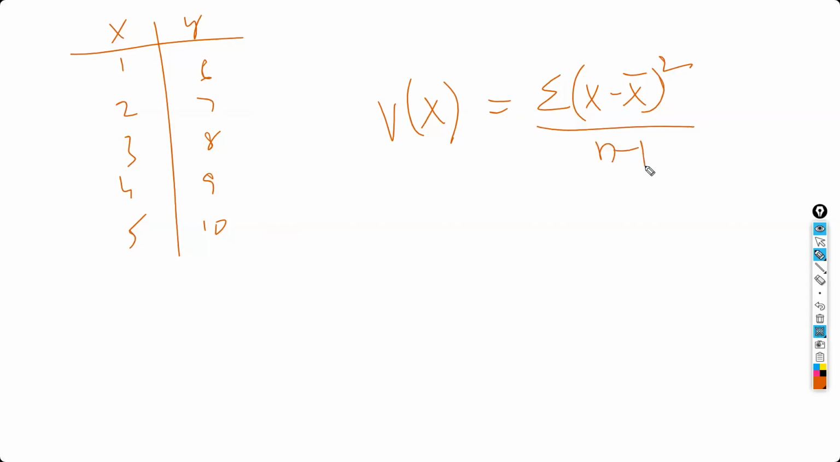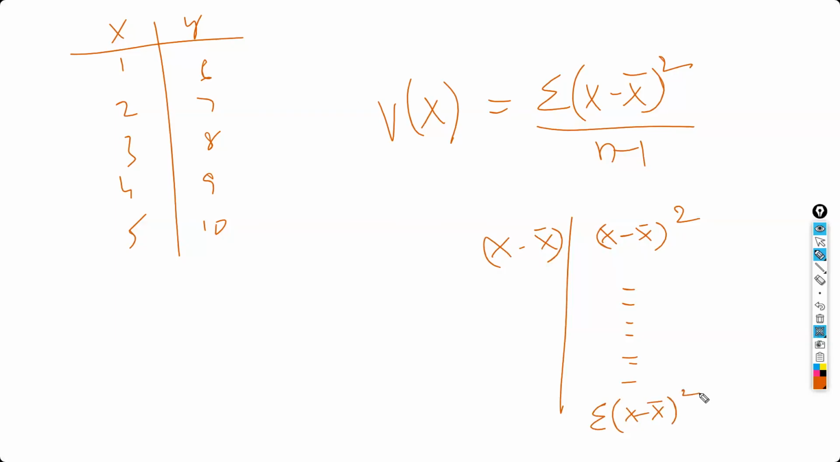If it is sample variance, then sigma of (x minus x bar) whole square divided by n minus 1. How are you going to calculate this? First you calculate x minus x bar. After that you calculate (x minus x bar) whole square, and you'll get the values for each and every row, and then you do the sum of that. This is the way we are going to measure it.